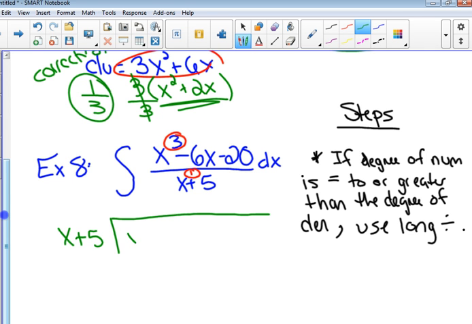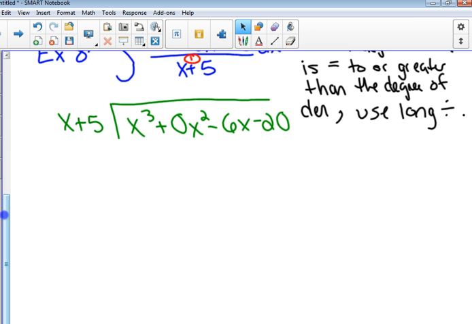Make sure you rewrite everything, right? Then we would have plus 0x squared minus 6x minus 20. You have to fill in that missing part. I know, I did the same thing. Yeah, I used the entire page.